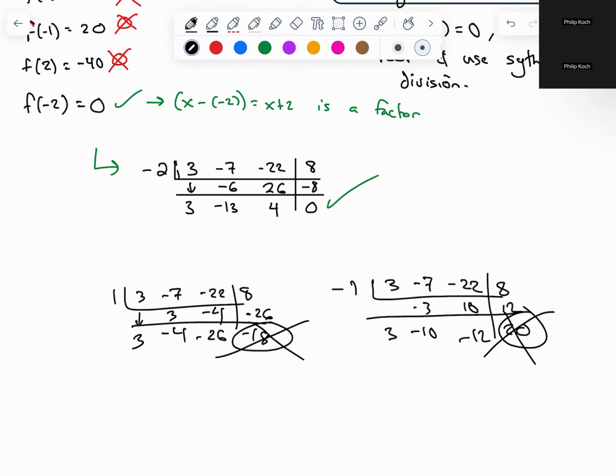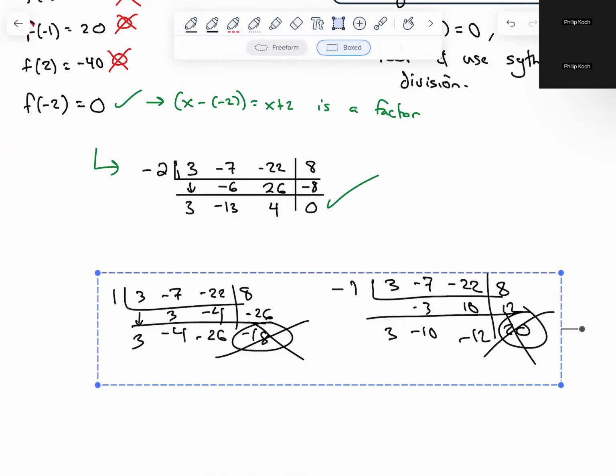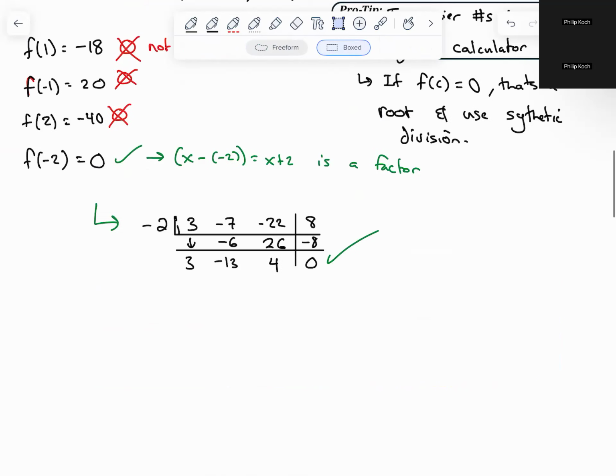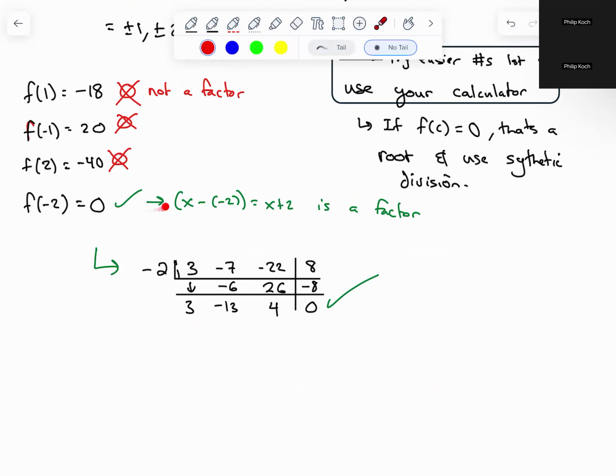Remember, we had to test 4 numbers to find the first 0. What makes it a factor? It makes it a factor if the remainder is 0. Or another way to say it is that if you plug it into the function, you get 0. So if no 0, then no factor. We just did the synthetic division to double check, right? We did it for 2 reasons: 1, to double check, but 2, to find the next factorization.